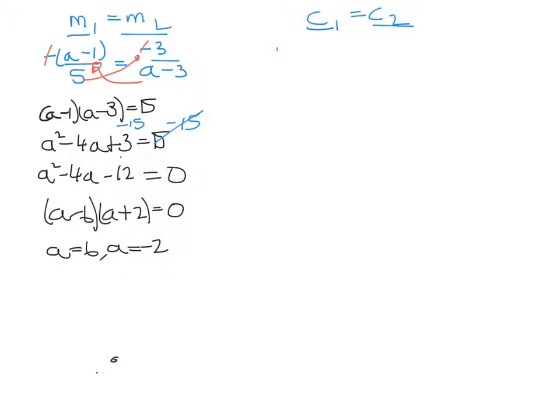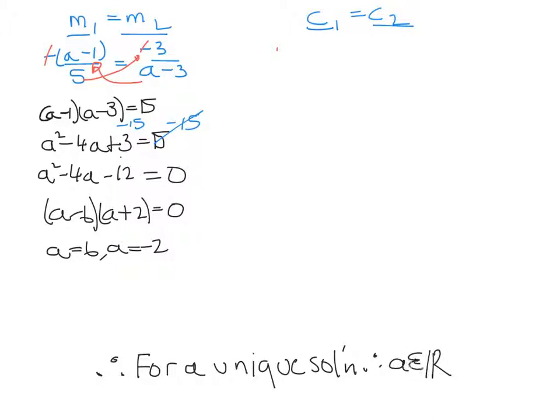Now, to answer the question that I originally had, for a unique solution, the gradients can't be equal to one another. A could be equal to all real numbers, so any element of the real numbers, except for a value of a that makes the lines parallel. So as long as a wasn't equal to minus 2 or a wasn't equal to 6, we wouldn't have parallel lines and would have one solution.